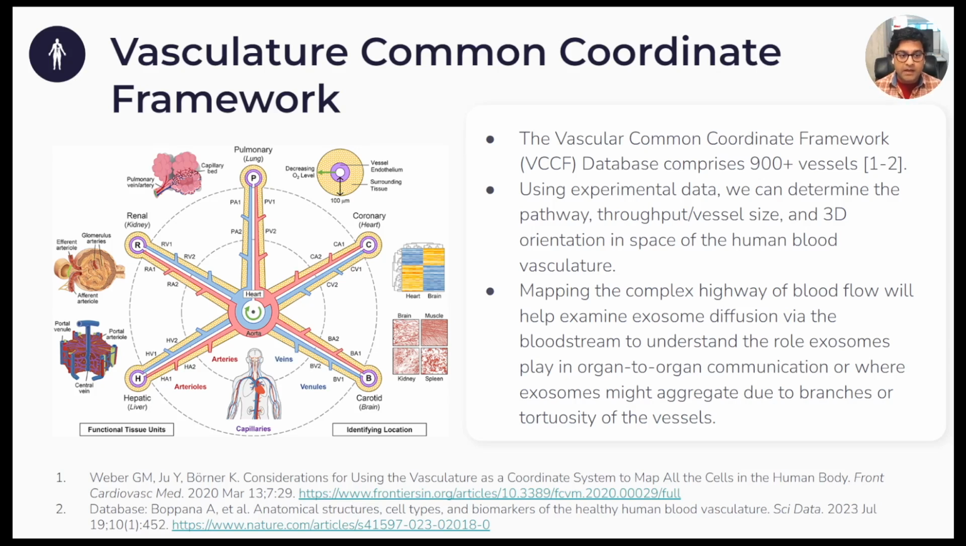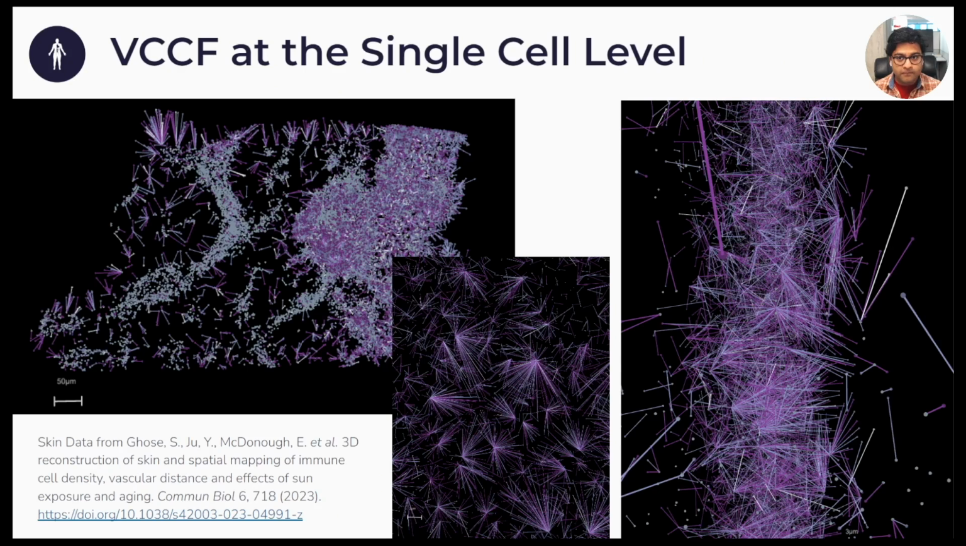Using the experimental data, we can determine the pathway, throughput, vessel size, and 3D orientation in space of the human blood vasculature. And mapping the complex highway of blood flow will help examine exosome diffusion via the bloodstream to understand the role exosomes play in organ-to-organ communication, or where exosomes might aggregate due to branches or tortuosity of the vessels.